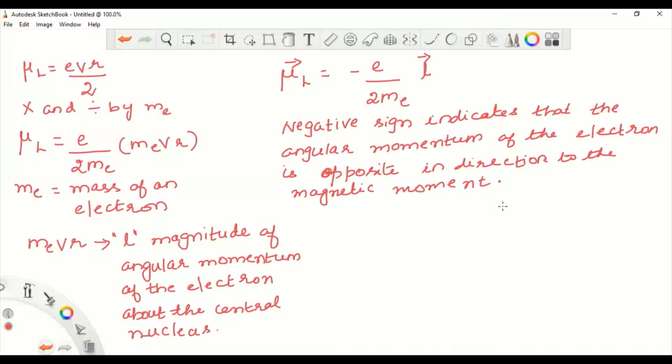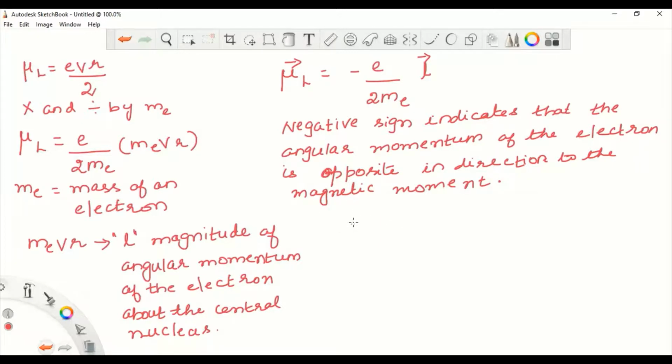What will happen? The angular momentum and the magnetic moment would be in the same direction. Since the electron carries negative charge, its angular momentum is opposite to the magnetic moment. If we have a particle with positive charge, then both the angular momentum and magnetic moment would be in the same direction.